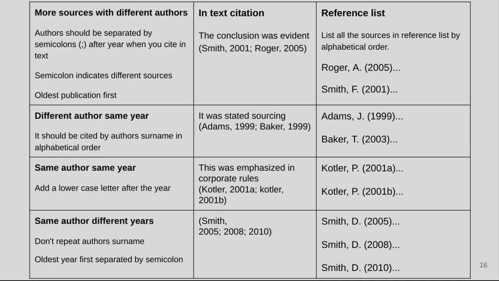For more sources with different authors, authors should be separated by semicolons after the year when you cite in text. A semicolon indicates different sources, oldest publication first. For different authors in the same year, it should be cited by the author's surname in alphabetical order. For the same author in the same year, add a lowercase letter after the year. And for the same author in different years, don't repeat the author's surname. Oldest year first, separated by a semicolon. List all the sources in the reference list in alphabetical order.